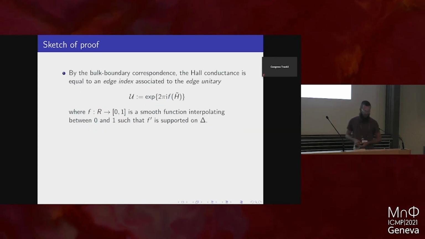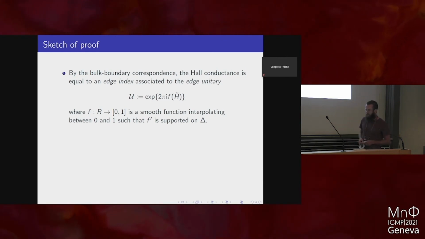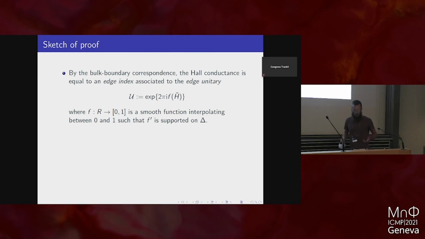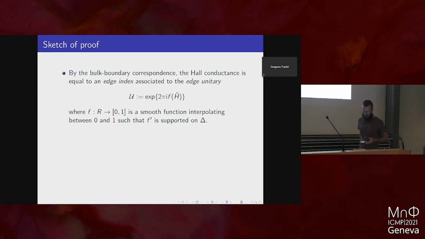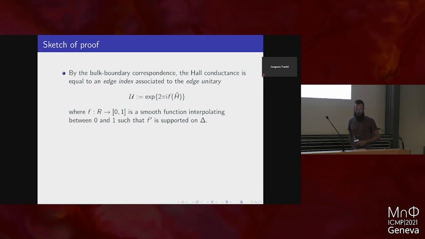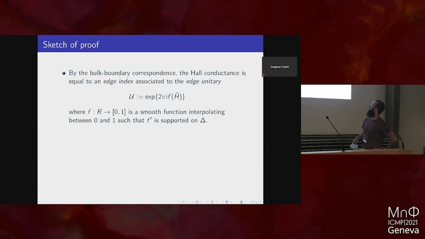So the proof does not follow the physics story at all, actually. One celebrated fact in this whole business is the bulk boundary correspondence, and you can associate very nice topological indices to both this bulk system and the boundary system. And these topological indices are already proven to be equal to each other. So the bulk index is the bulk Hall conductance, and the boundary index is constructed as follows. You construct a unitary from the edge Hamiltonian, and it takes this form: the exponential of 2 pi i f of the boundary Hamiltonian, where f is a smooth function interpolating from 0 to 1, whose derivative is supported in the bulk gap.